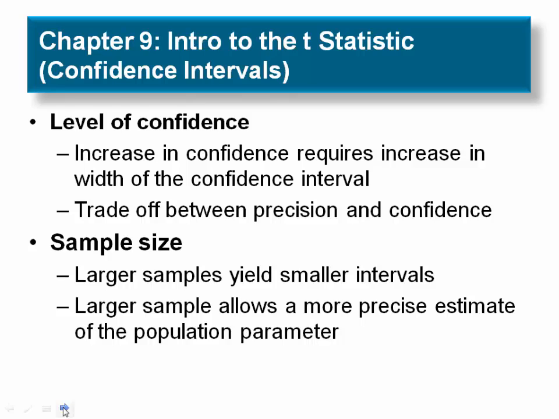A bigger sample gives you more information about the population and allows you to make a more precise estimate, resulting in a narrower interval. The sample size controls the magnitude of the standard error in the estimation formula. As the sample size increases, the standard error decreases and the interval gets smaller, which means you will have a narrower range of values that bracket your sample mean.